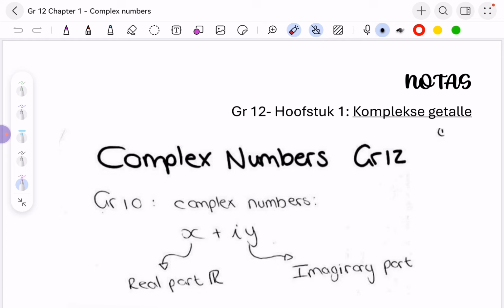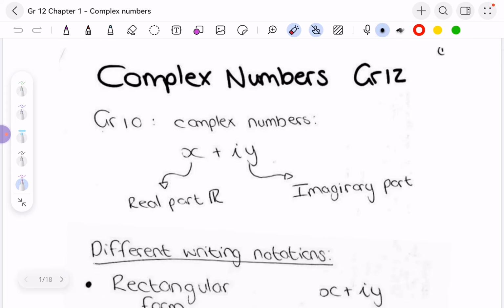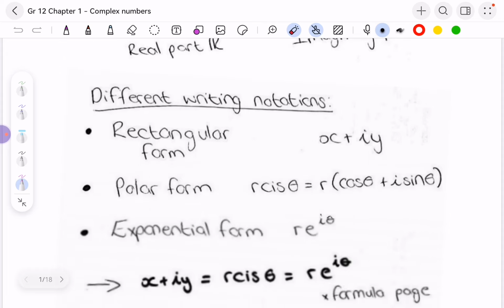We're looking at complex numbers in grade 12 alpha. Ons gaan na komplekse getalle kyk. In grade 10, we talked about complex numbers. We said that it consists of a real part and an imaginary part. Now in grade 12, we're going to rewrite this complex number in different forms. We have 3 different forms.